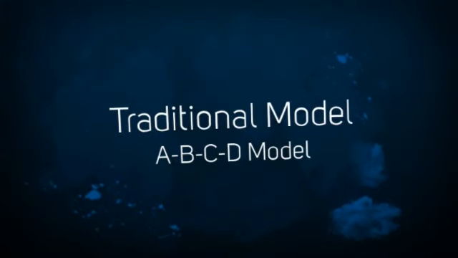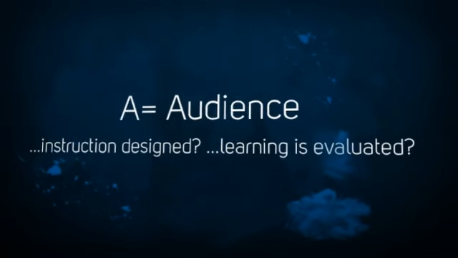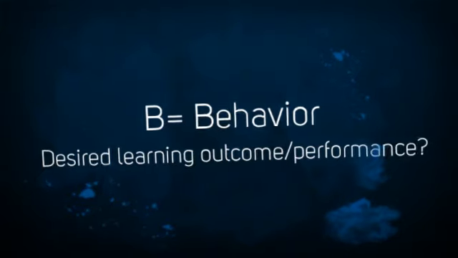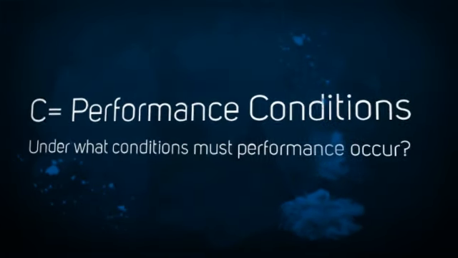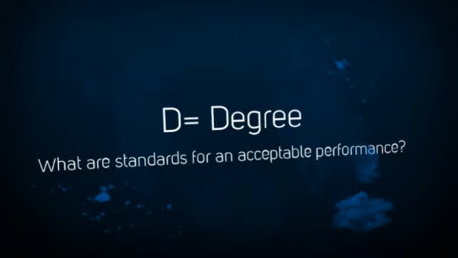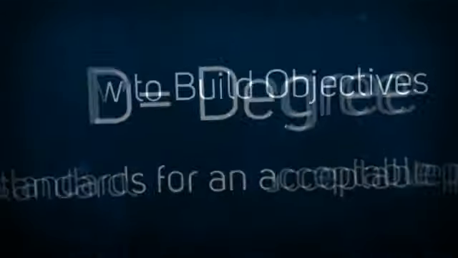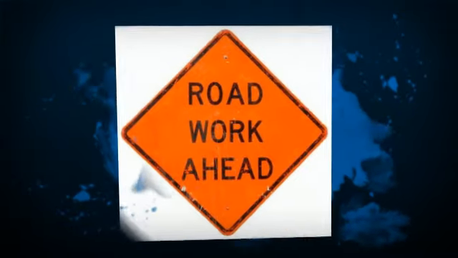And we follow the traditional ABCD model, where A is the audience of instruction. B is the behavior or the performance that we're going to evaluate. C, the conditions under which the performance must occur. And D is the degree of performance, that which we find acceptable. Now, how do we build objectives? What is the process?